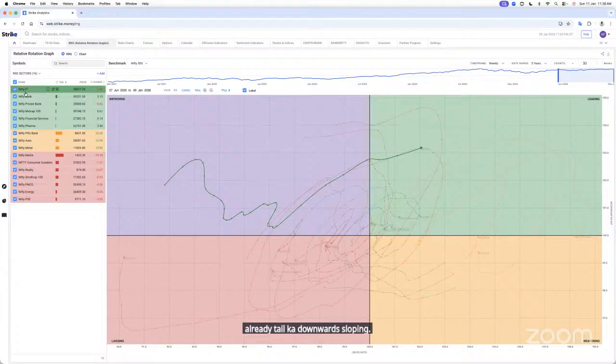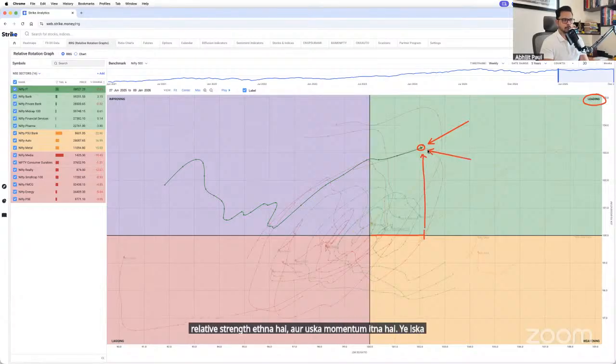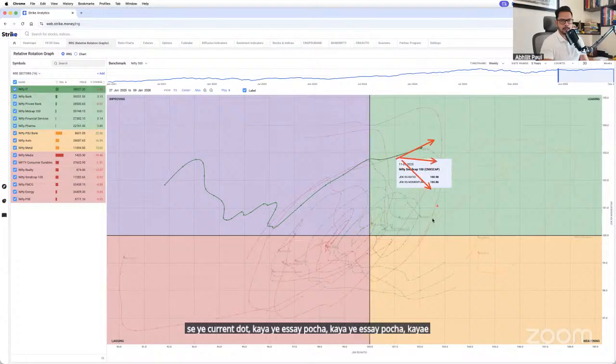देखिए, आरआरजी का जो टेल है, जो एक है पोजीशनिंग और एक है स्लोप। जैसे फॉर एग्जांपल हम लोग आईटी देख रहे हैं, आईटी का एब्सोल्यूट पोजीशनिंग कहाँ पे है? लीडिंग क्वाड्रेंट पे है। इसका मतलब उसका रिलेटिव स्ट्रेंथ इतना है और उसका मोमेंटम इतना है। ये इसका एब्सोल्यूट क्वाड्रेंट हुआ, इसका पोजीशनिंग हुआ, कोऑर्डिनेट हुआ। अब ये यहाँ पे पहुँचा कैसे? इसके पहले क्या था? इसके पहले डॉट से ये करंट डॉट, कैसे पहुँचा वहाँ पे?